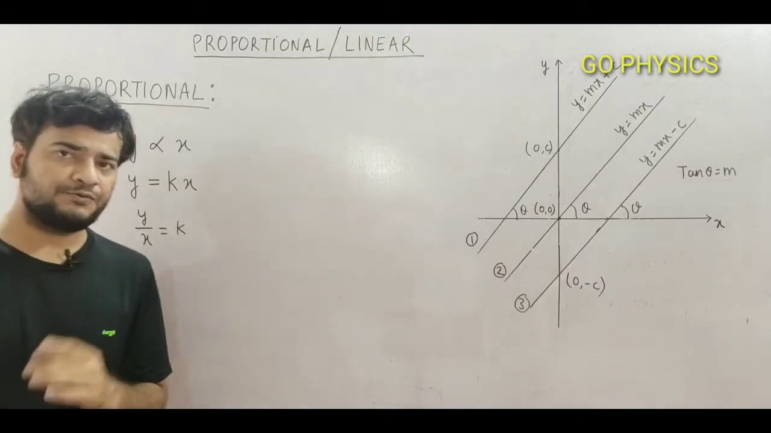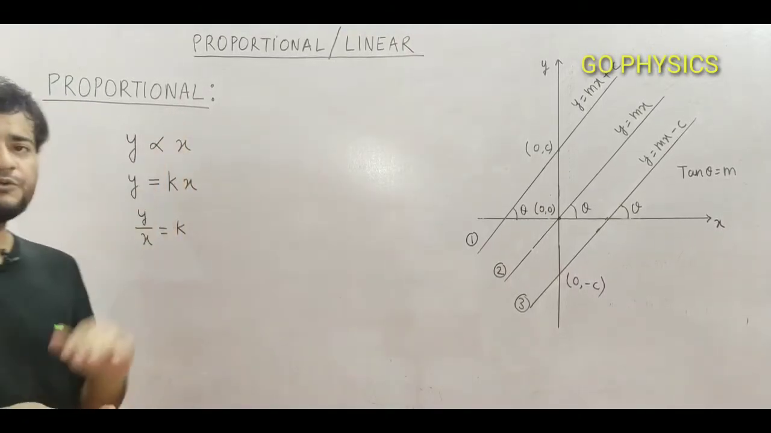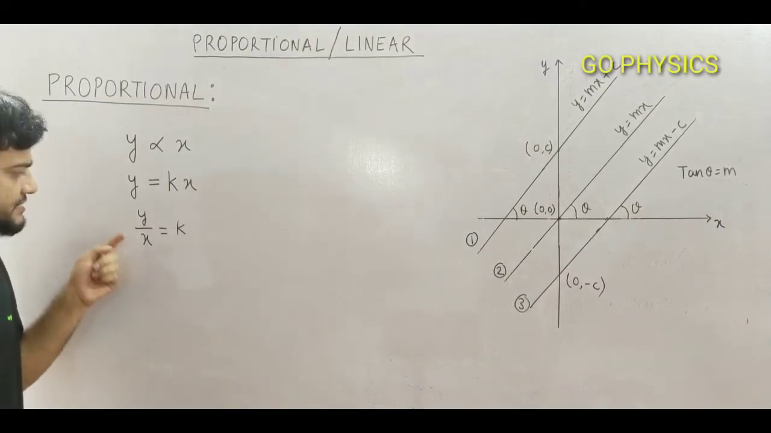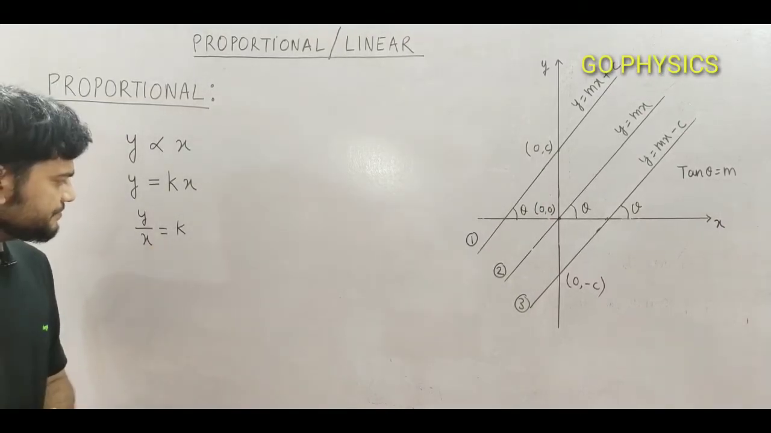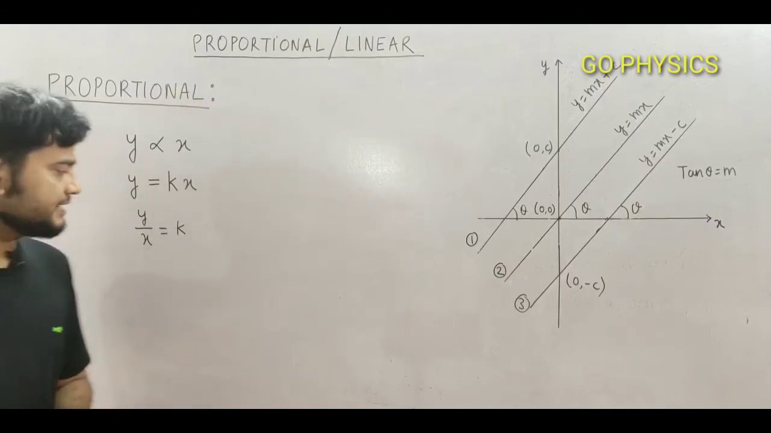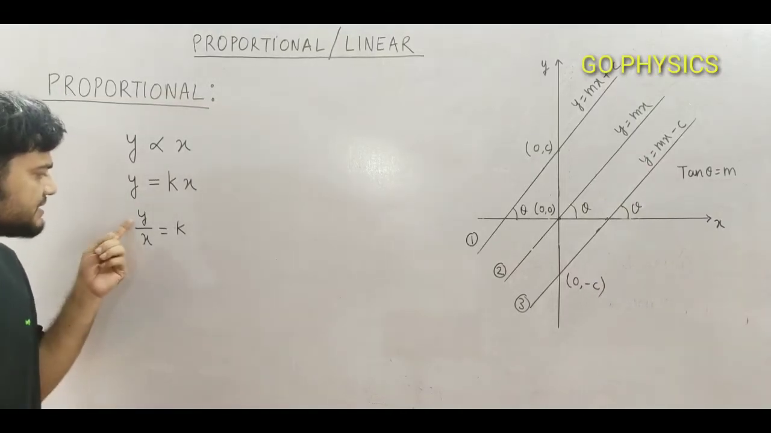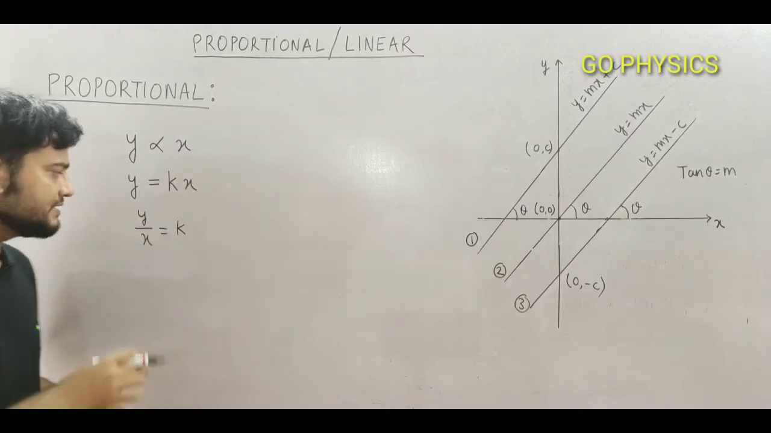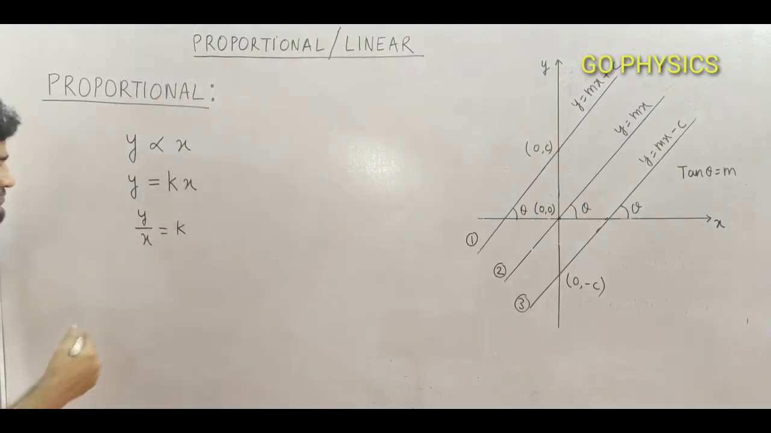So two variables y and x will be proportional to each other if the ratio between them is a constant. It means that if we change y by a certain factor, then x will change by the same factor, such that the ratio will not change.